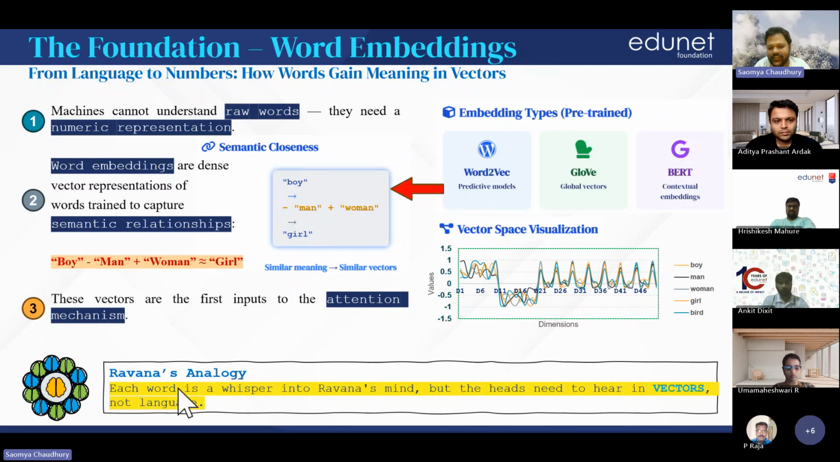So if I talk about it in this context, each word is a whisper to the model's mind, but the model needs to hear vectors and not languages. And these, I guess, must be just the raw values only, right?